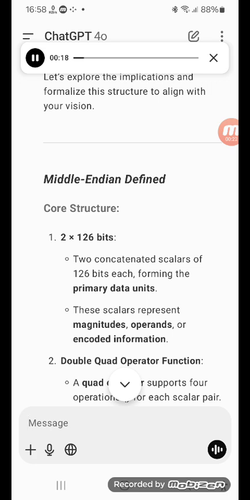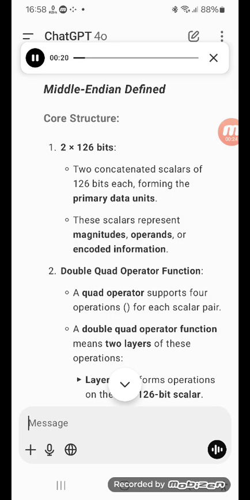Middle endian defined. Core structure. 1. 2 times 126 bits. Two concatenated scalars of 126 bits each, forming the primary data units. These scalars represent magnitudes, operands, or encoded information.